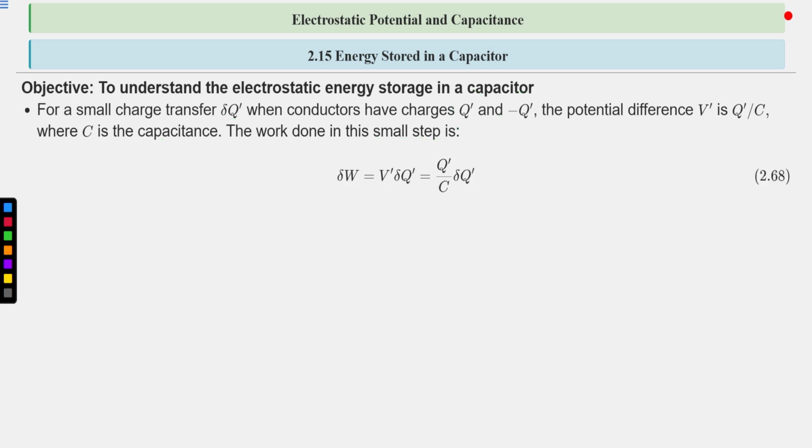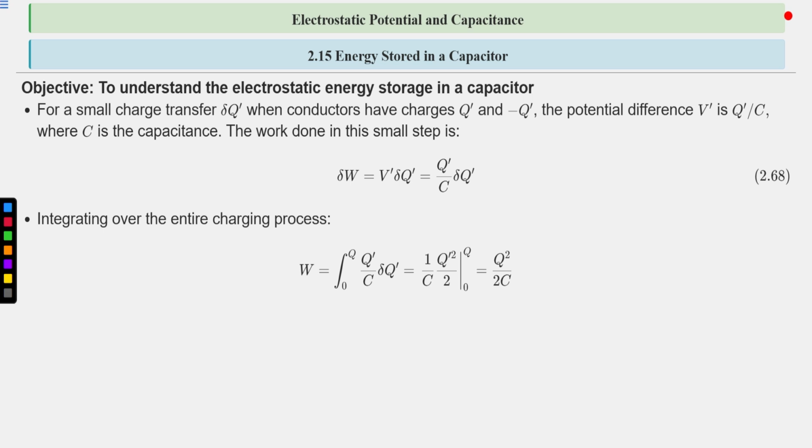That work done is V' dQ', which is equal to Q'/C times dQ'. Here V' is Q'/C. So to find the total work, we have to integrate over the entire charging process, that is from charge 0 to Q.